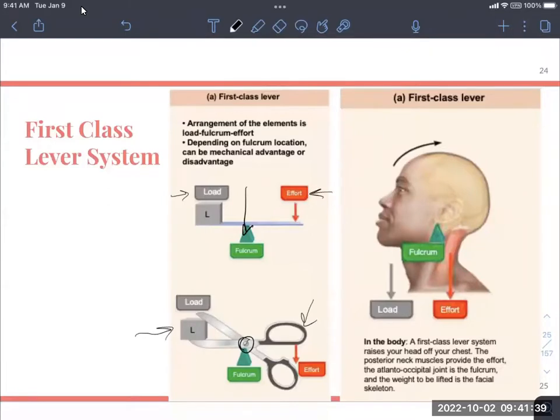Your neck, C1 on the skull, the atlanto-occipital joint. The atlas, that first vertebra, is C1, on the occiput. When you go to say yes, where that first vertebra articulates with the occiput, that is your fulcrum. Your effort is your muscles contracting in the back of your neck when you tilt your head up. The load is the weight of the front of your head.